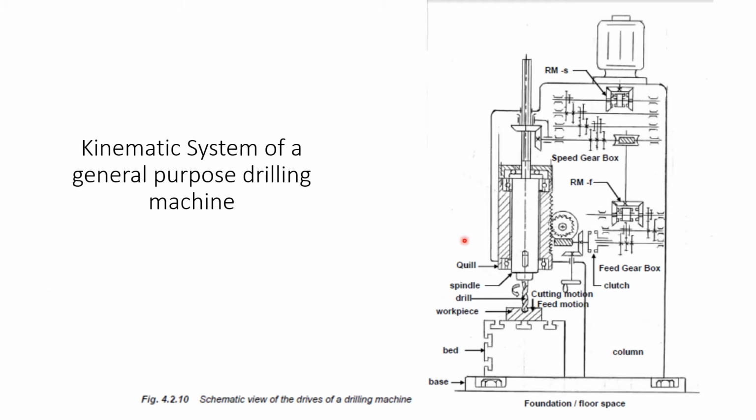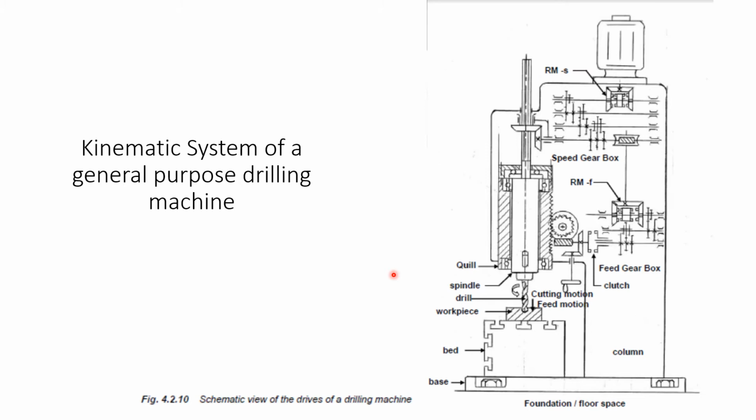Here we can identify the speed gearbox and the feed gearbox, under which the feed reversal mechanism situated over here and speed reversal mechanism situated over here can be easily identified. Then there is the spindle. This is the drilling tool. Cutting motion is in this direction, rotating, and feed motion is in the downward direction. This is the workpiece, the bed, and the base is the column of the drilling machine.